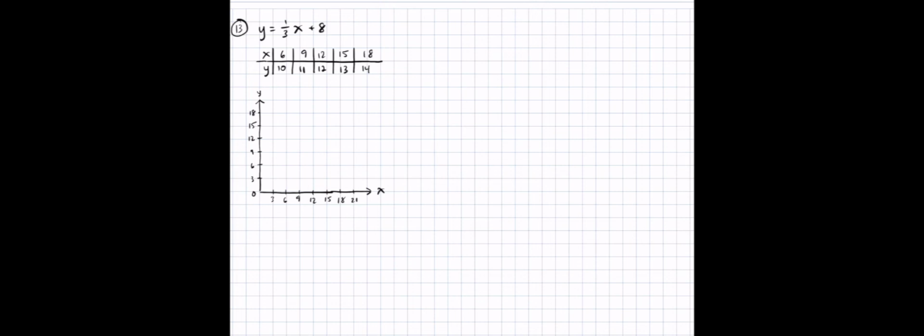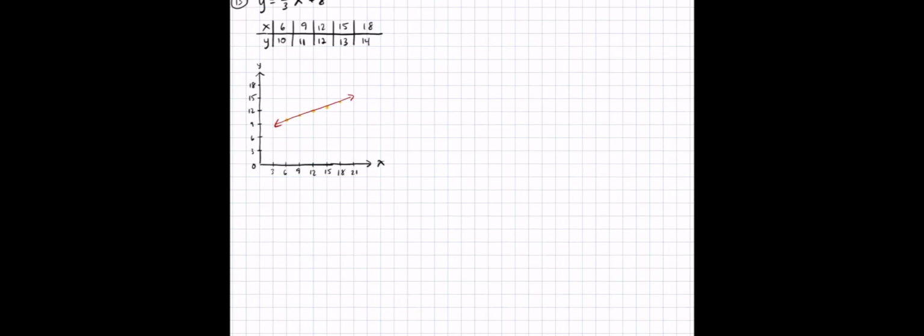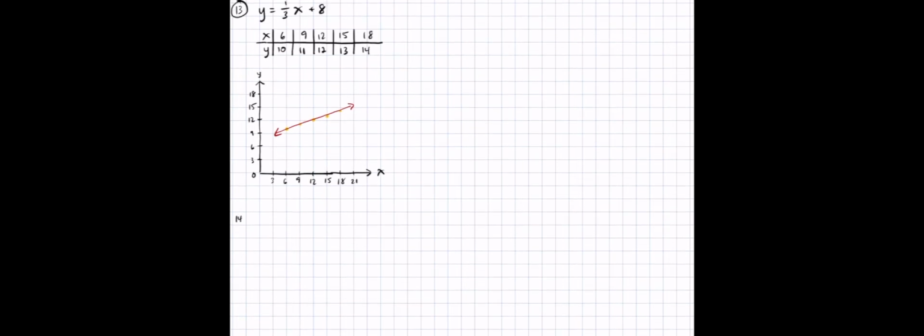Okay, so 6 comma 10. 10 is a third of a box. 9 comma 11. It's 2/3 of a box. 12 comma 12. That is perfect. 15 comma 13. It's a third of a box up. 18 comma 14. That's 2/3 of a box. All right, looks good enough for me. And that's the linear equation. Okay, there's 13.